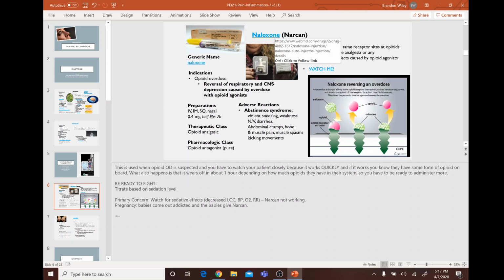What's our primary concern with naloxone? A sedative effect. So if they have decreased LOC, blood pressure, oxygen, respiratory rate, Narcan's not working. What about pregnancy with naloxone? If pregnant women are on opioids, they give birth to babies who become addicted, so they'll give the babies naloxone as well.